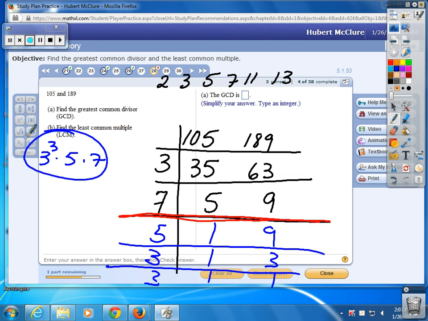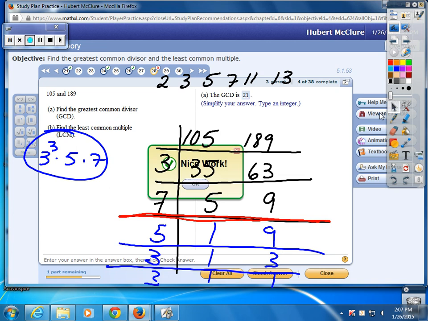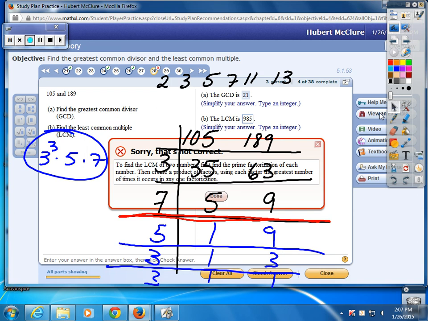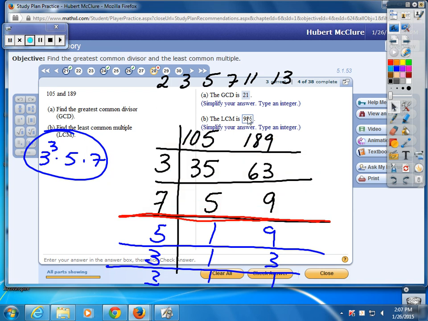And whatever that comes out to be, what did you say? 945. Now, before I go ahead and type this answer in so we can get a little smiley face, 21 and 985. 945. And our little X turns into a check mark.